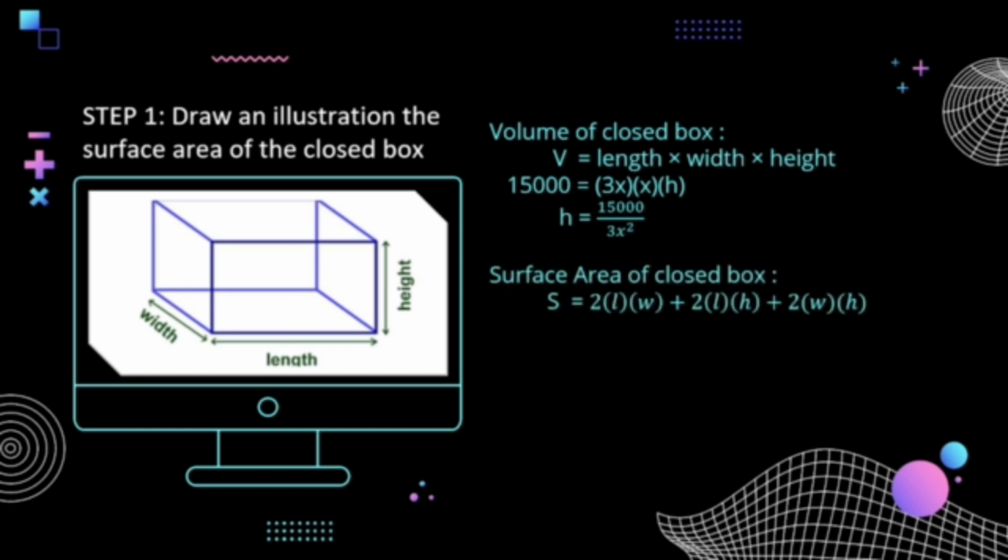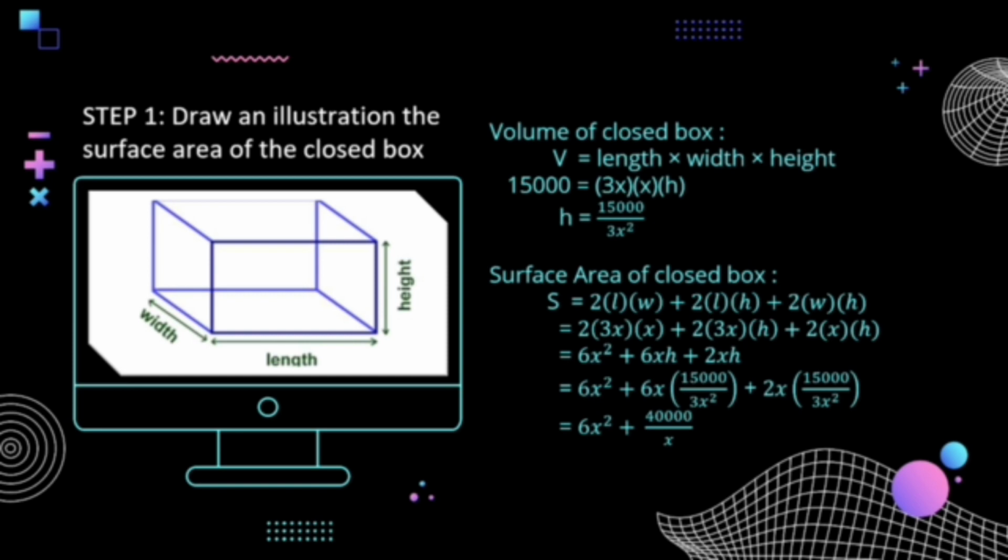The surface area of the closed box is S equals 2 times length times width plus 2 times length times height plus 2 times width times height. You need to put the length 3x, x and h back into the equation and solve it, which gives 6x² plus 6xh plus 2xh. Then put h back into the equation and solve it, which gives 6x² plus 40,000 over x.